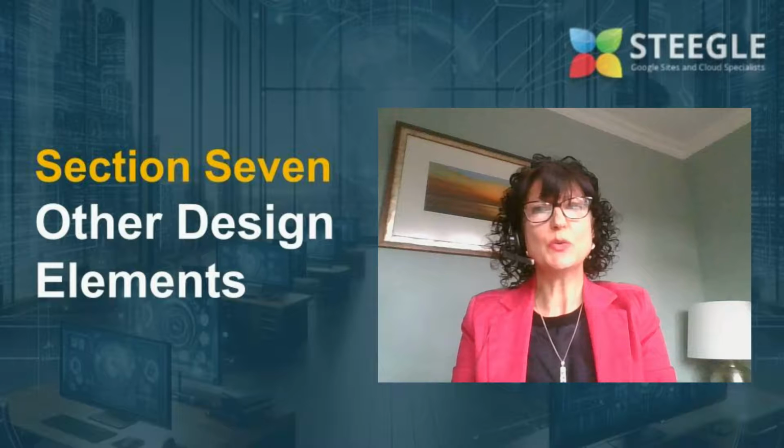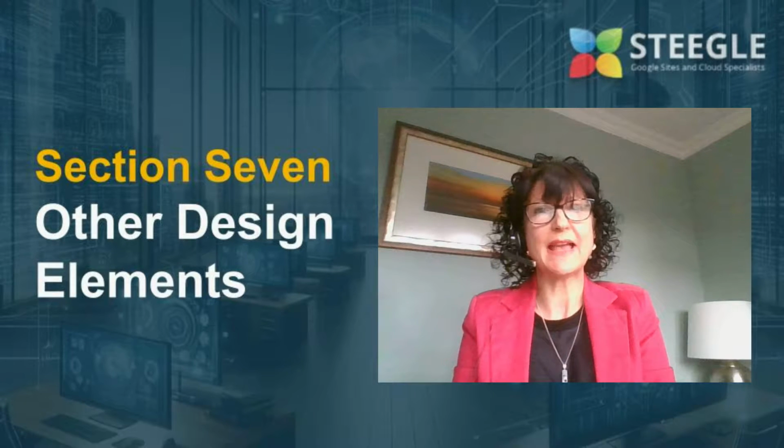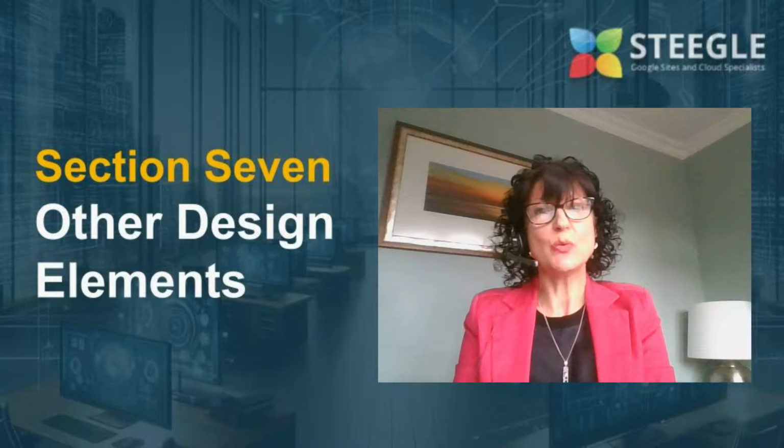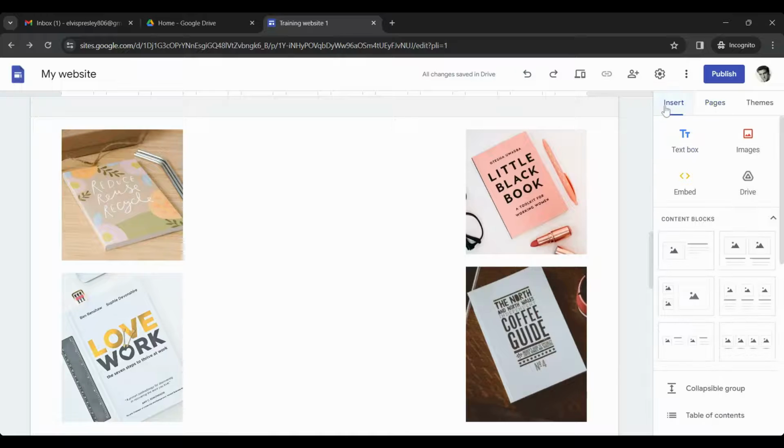As we've seen, you can work with content blocks in Google to add a number of elements to your page, and you can insert text and images as required. However, there are a number of other design elements which can be added to your page, which we'll explore in this section. Click on the Insert tab at the top of the panel on the right-hand side.